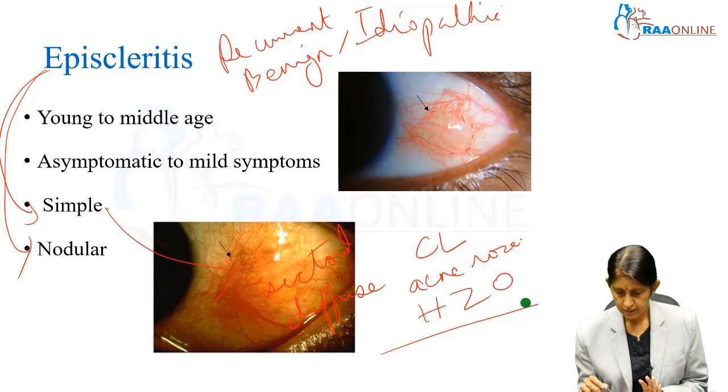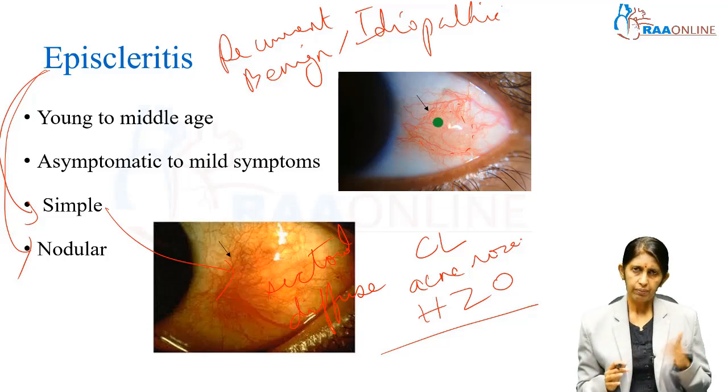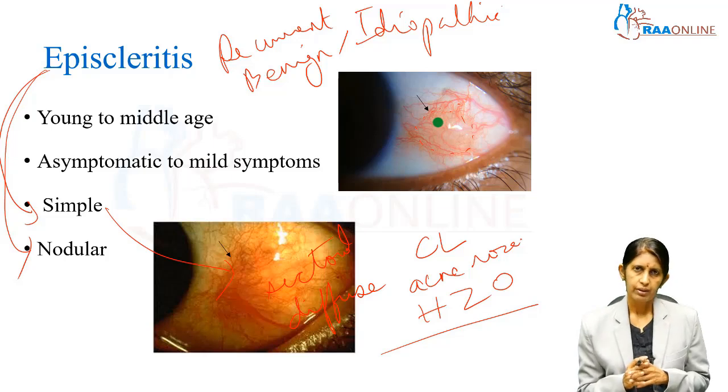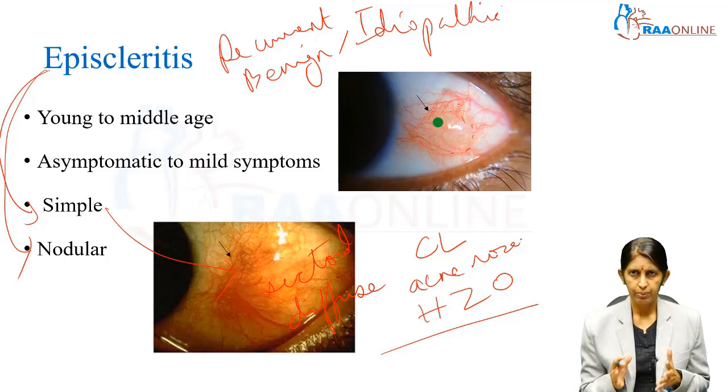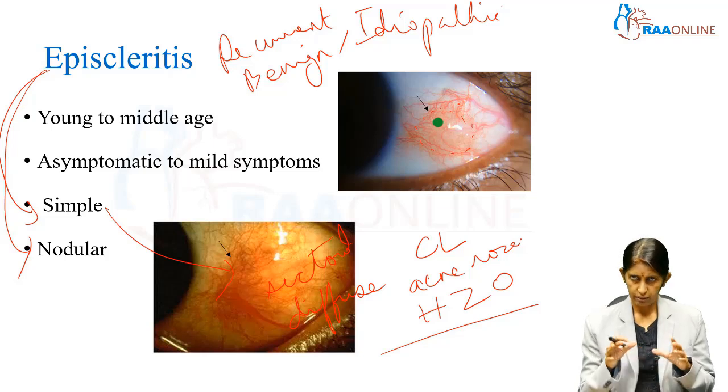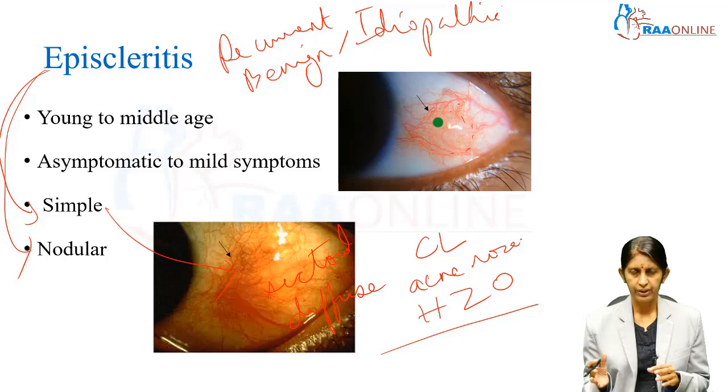Now, whenever you see a nodule like this, we always have to run through a differential diagnosis, because nodules at the limbus are a very important topic by themselves, and nodular episcleritis is one of the causes. Apart from that, you need to think of a cystic pterygium, a pinguecula, a phlyctenule. These don't look exactly like this, but they can look very similar.